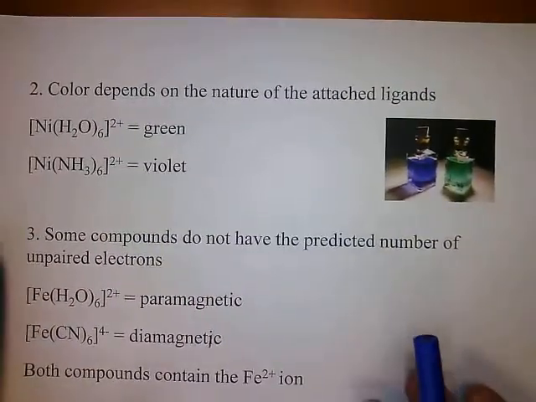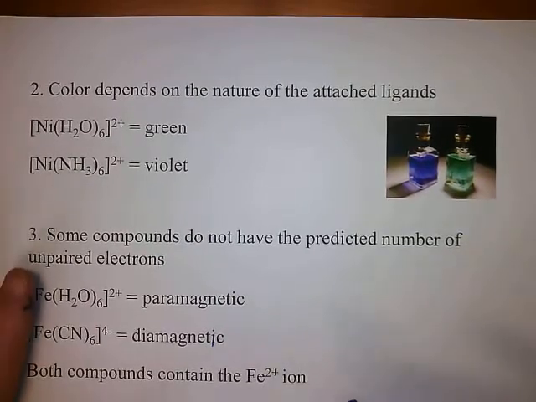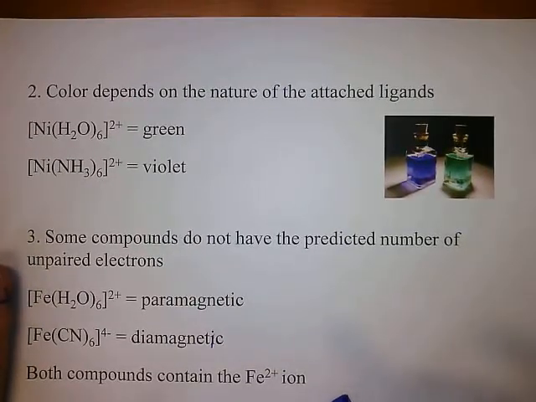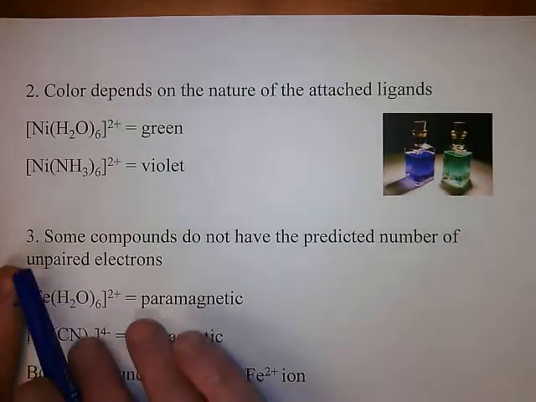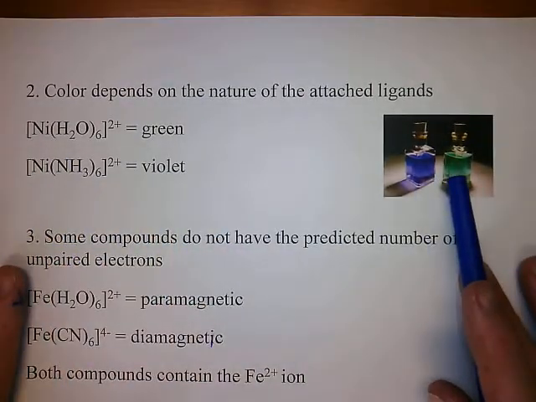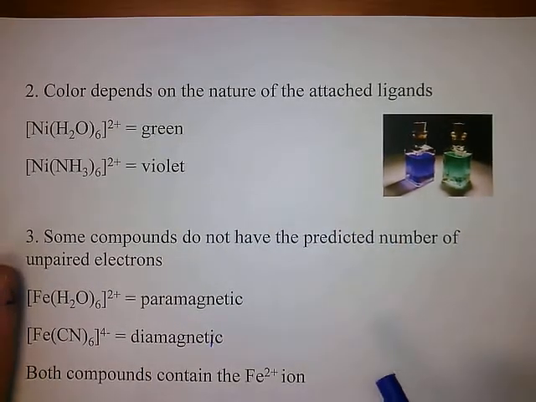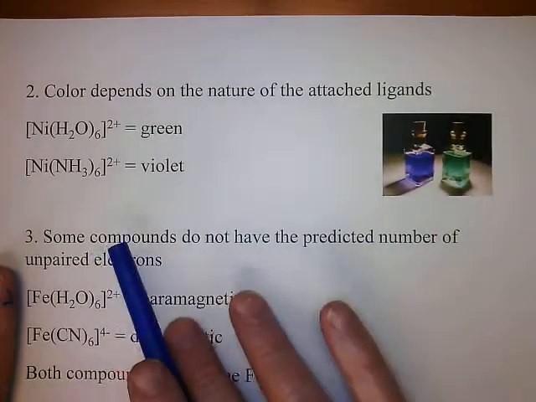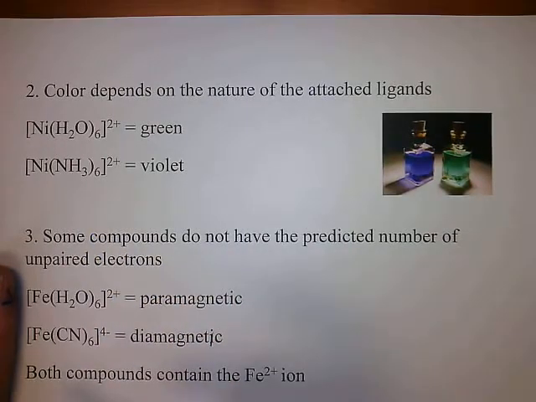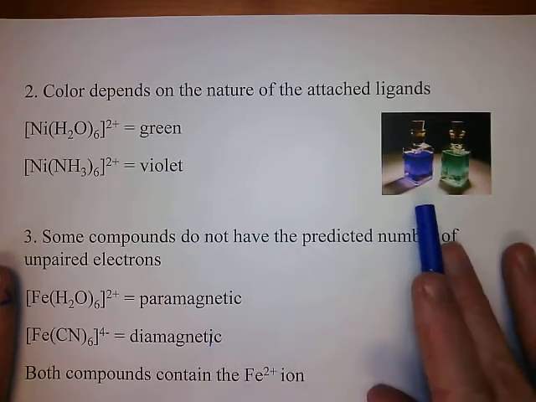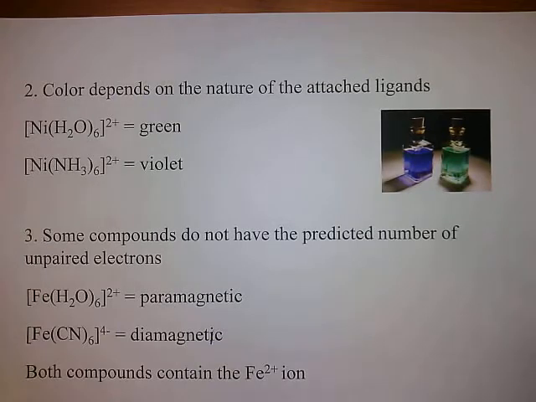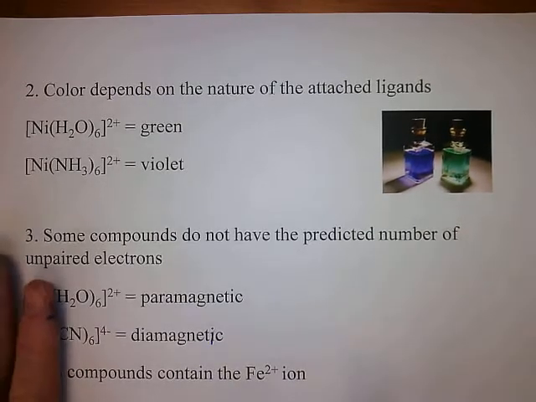A second thing is that the color depends upon the nature of the attached ligands. For example, in aqueous solution where you're going to have 6 waters coordinated, nickel is green. And yet if you add 15 molar ammonia and make the ammonia concentration high, the color changes to violet. So the color of the complex very much depends upon the nature of the attached ligands.